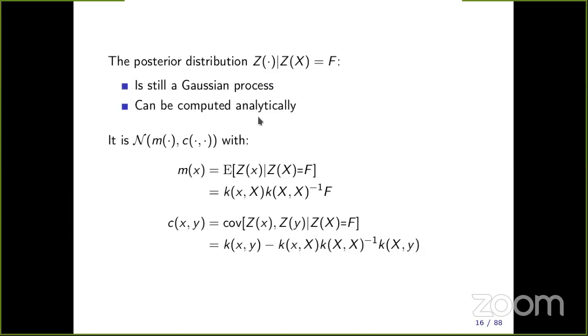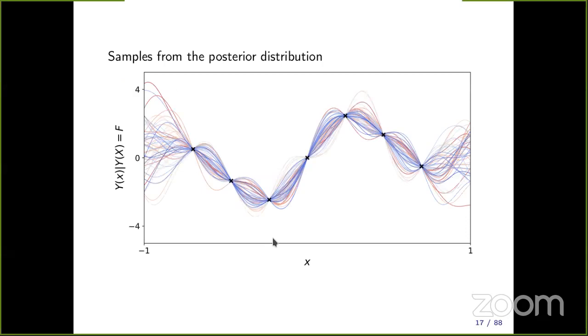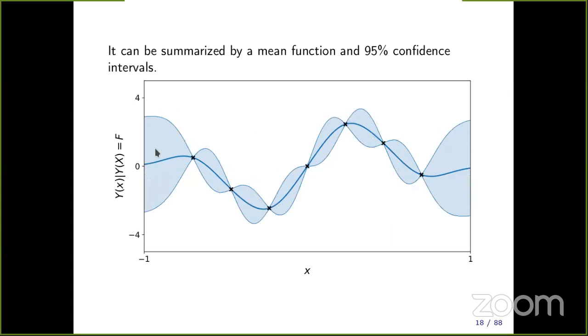So we have the covariance between these two quantities times the inverse of the covariance matrix times the observation, and same thing for the variance. So now we can sample from the posterior process, and that gives us a distribution for every point where we want to make new predictions. And one way to summarize this conditional distribution is just to represent its mean and some confidence intervals around each point where we want to predict.